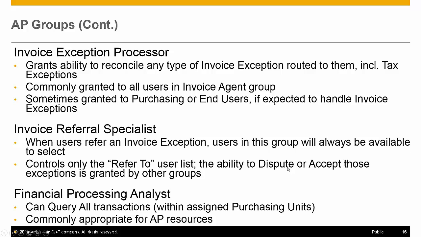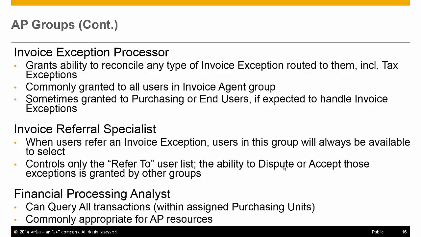Finally, we have the financial processing analyst group. And this group is an optional group, but we often see it assigned to accounts payable resources. It's generally performing two functions. One is that if you belong to this group, you have access enterprise-wide to data. So if you are running a search or a report within the system, you would be able to pull data across the enterprise. And that's why oftentimes accounts payable people need this to perform their job function.